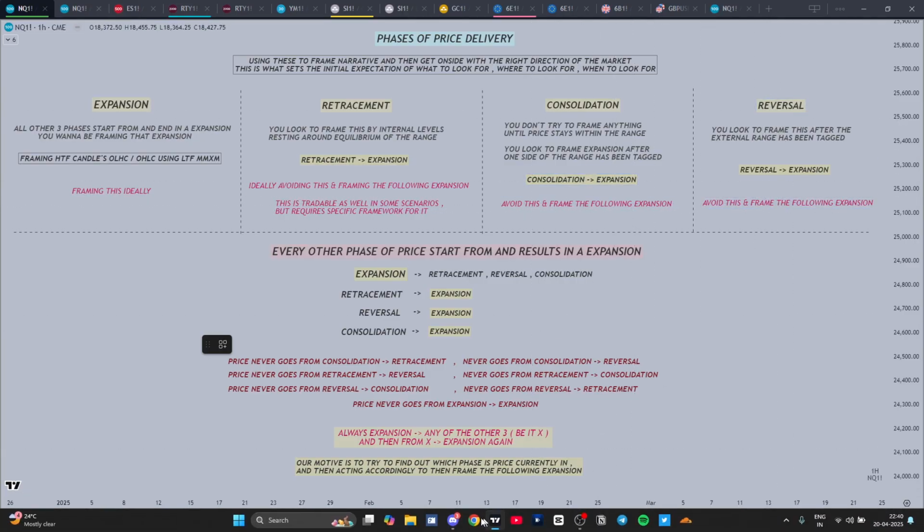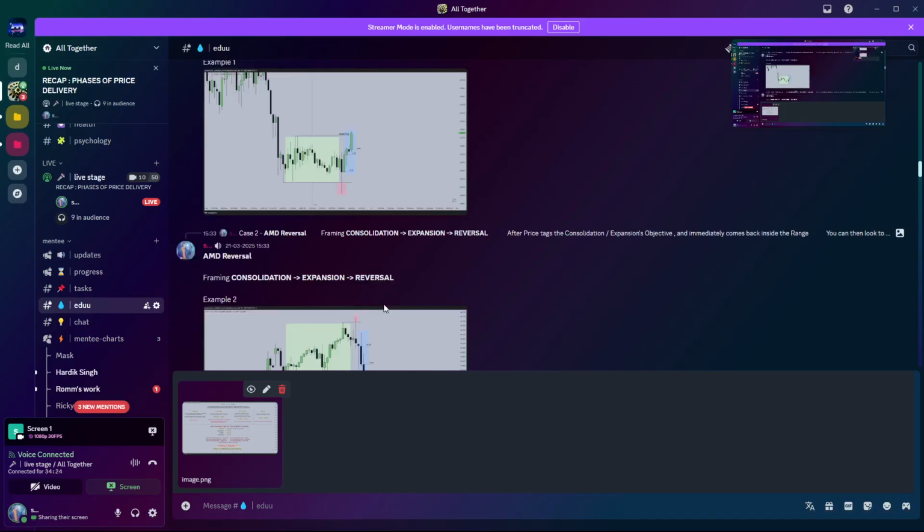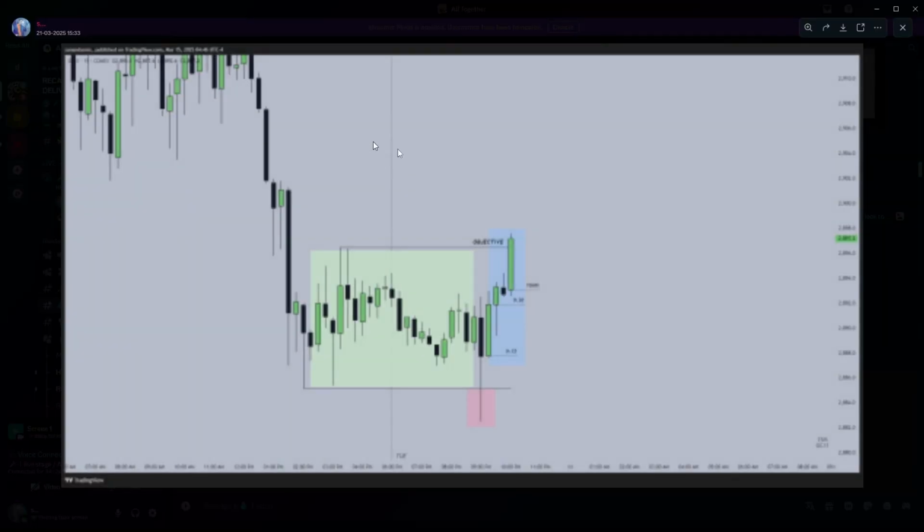Now the last phase, example of this as well: clear range high, clear range low, tags one end, manipulates it, you then look to frame these candles expanding towards the objective, 9:15, 9:30, 10 a.m. This is my model, catching OLHC, OHLC, OLHC of the candles expanding towards the objective using low time frame exam in there.